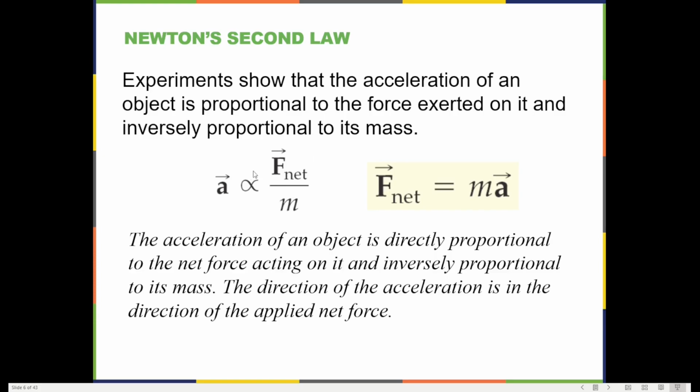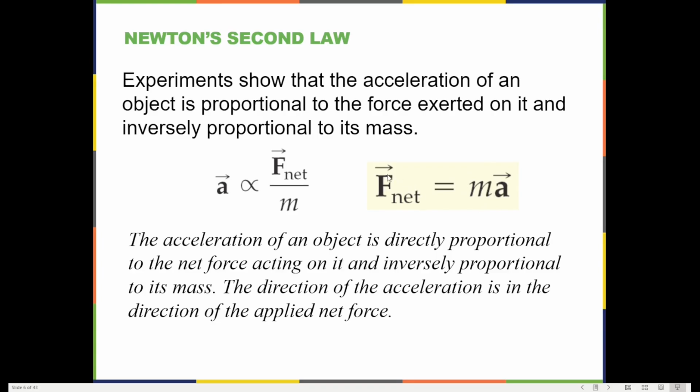And the way we define the mass, or the interaction between acceleration, force, and mass, is such that we take the constant of proportionality to be 1. In other words, we take the acceleration to be not only proportional to, but equal to the net force divided by the mass. And this gives us the standard statement of Newton's second law, F equals ma. That is, the net force acting on an object is equal to that object's mass times its acceleration.